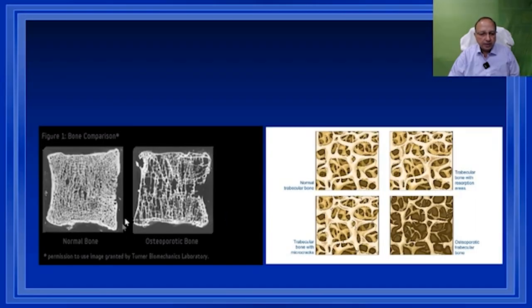So this is how it looks like. The normal bone structure looks like this, and this is how the osteoporotic bone looks like. We can clearly see the matrix is totally broken, and we find that involution has occurred. And this is how the normal trabecular bone looks like with the resorption areas it has started. And what we see over here is the osteoporotic trabecular bone as compared to the normal bone.